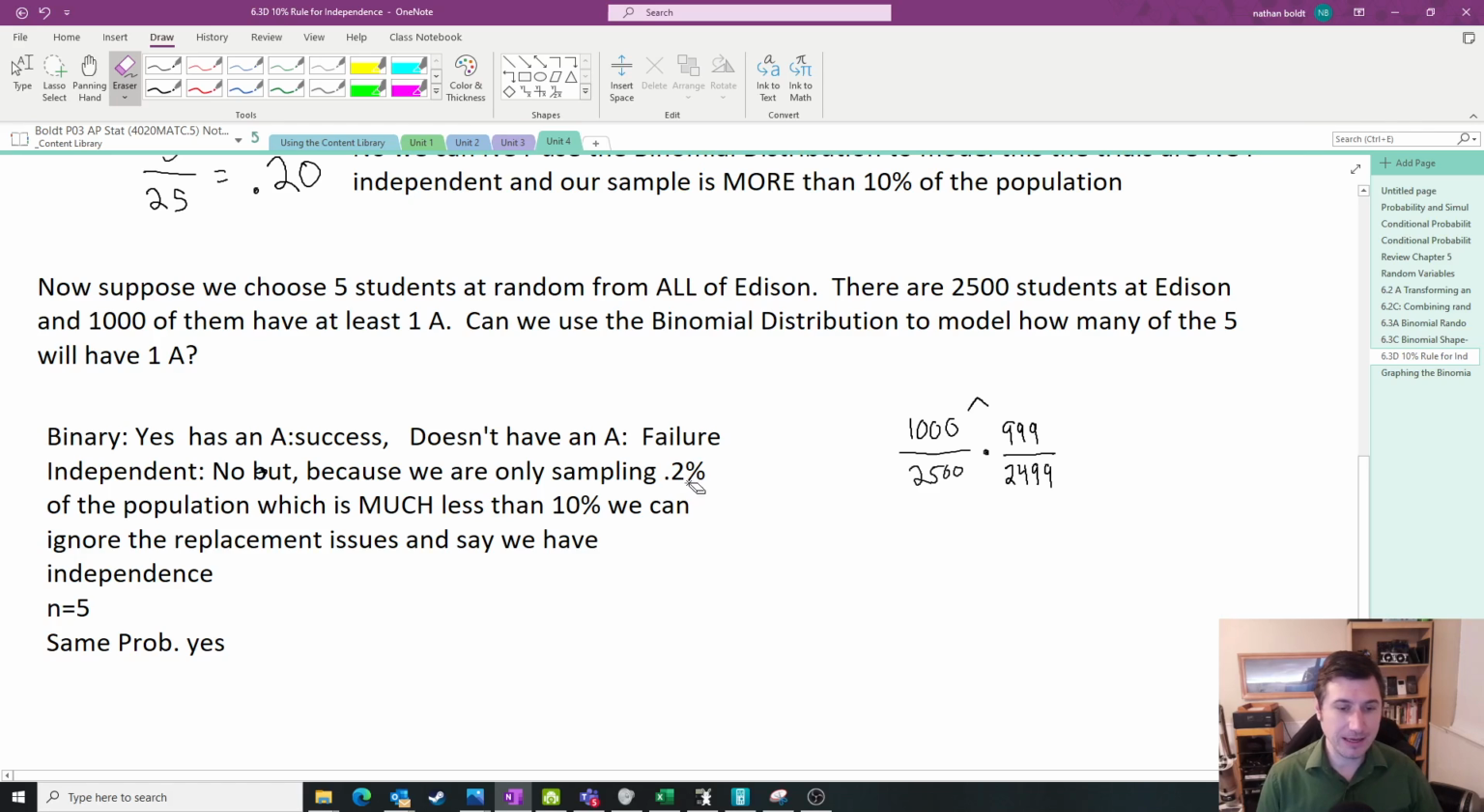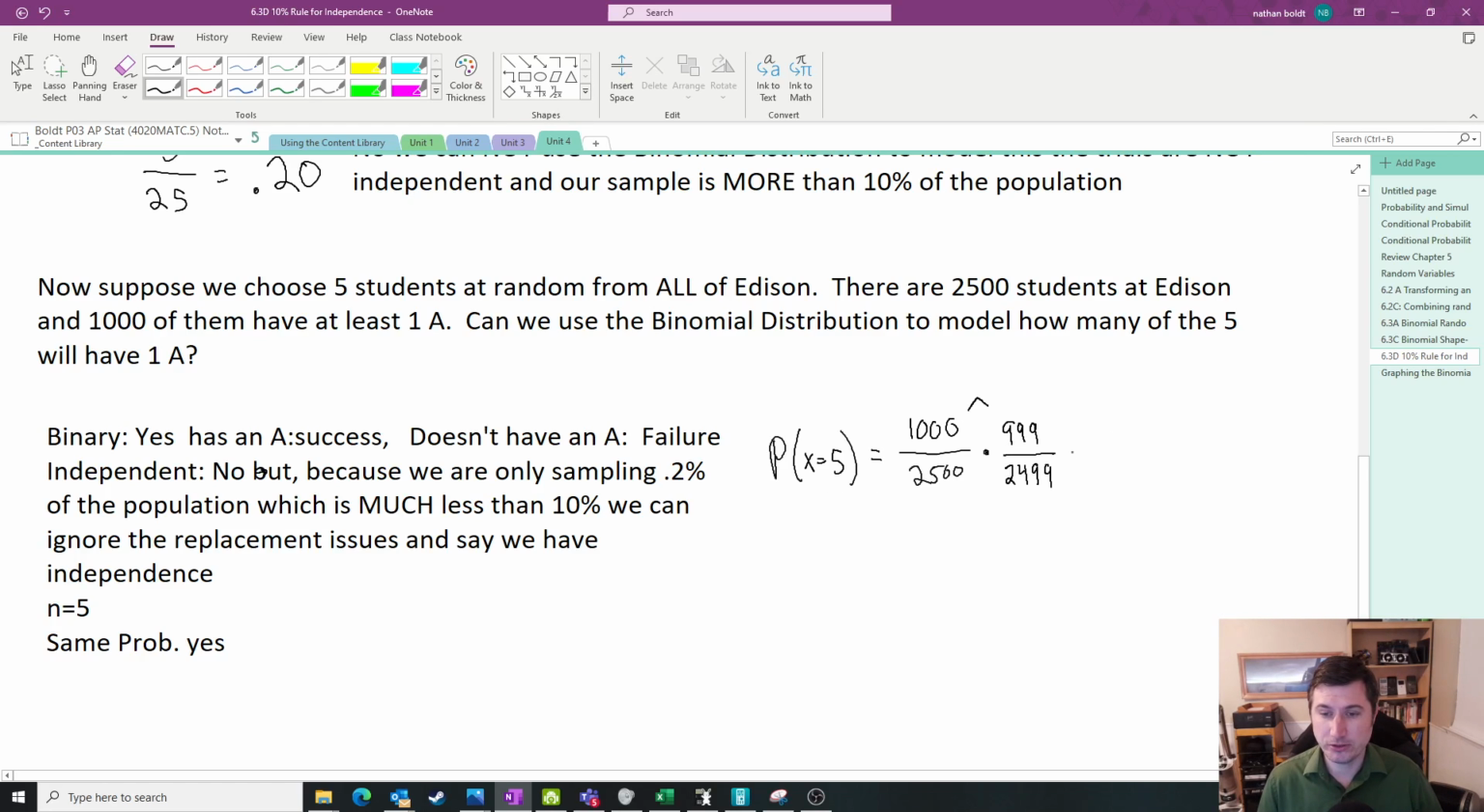Now, is that going to be perfect? No, it won't be a perfect model, but it'll be pretty darn close. All right, if you want to see the difference here, I can show you the difference real quick. So the real probability, let's check one. Let's say probability that all 5 have an A. X equals 5. So this is the real probability here, where we see that the conditional probability is changing things.